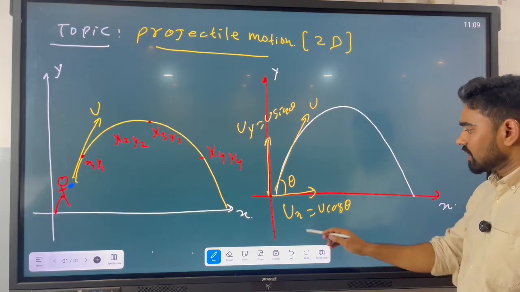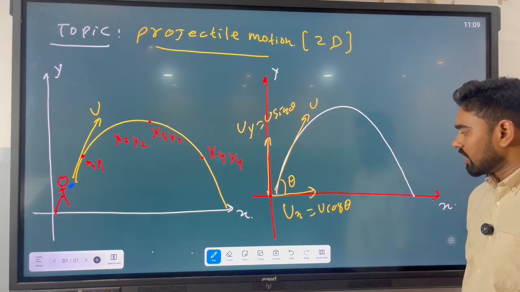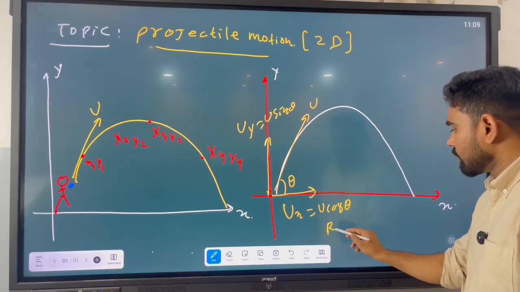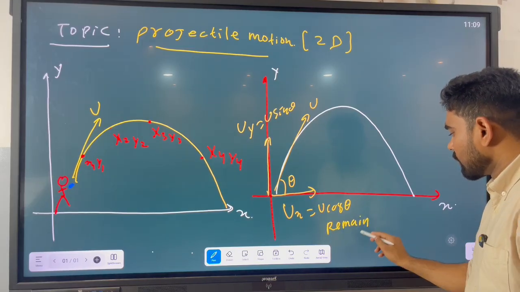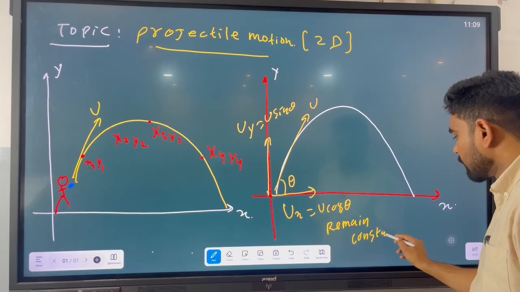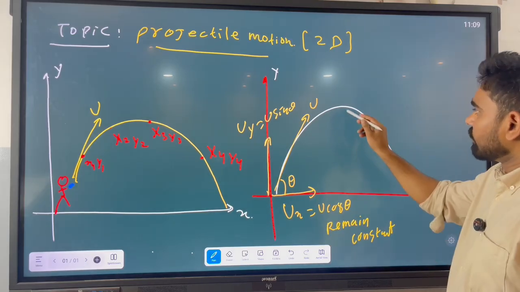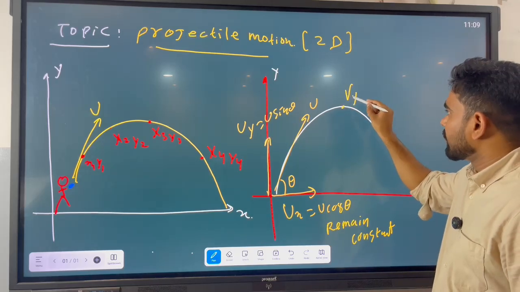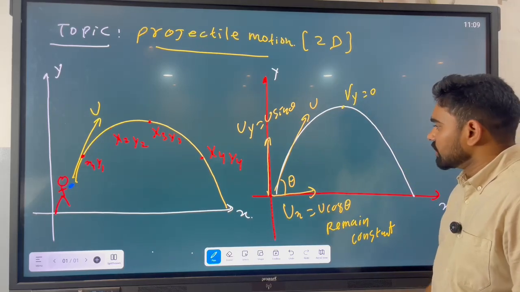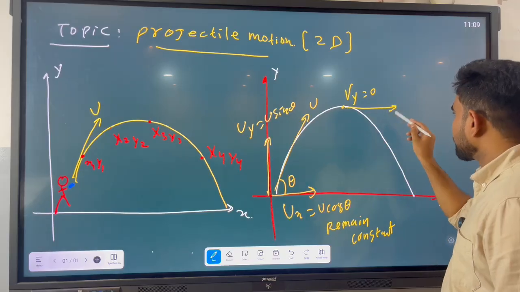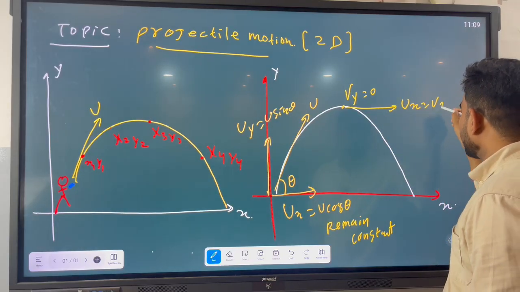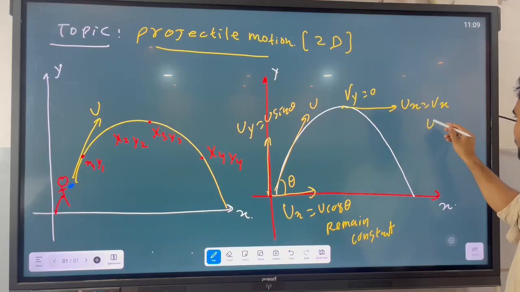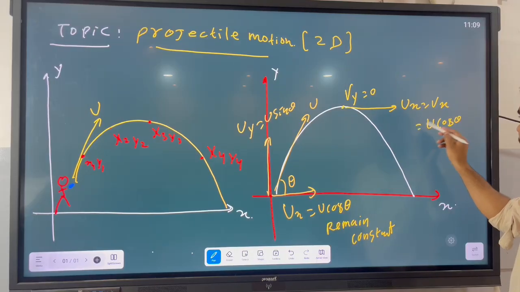For your knowledge, the horizontal component of the projectile velocity remains constant, and the vertical component of projectile velocity changes, and at the peak point this value becomes equal to 0 and the particle moves along this direction, ux equal to vx, right, equal to u cos theta.